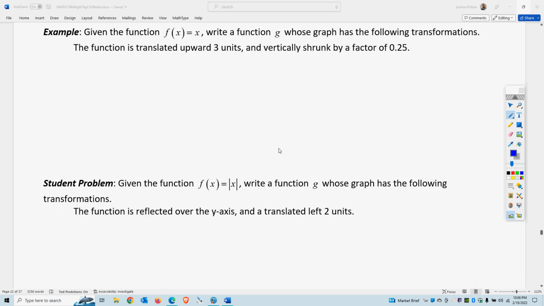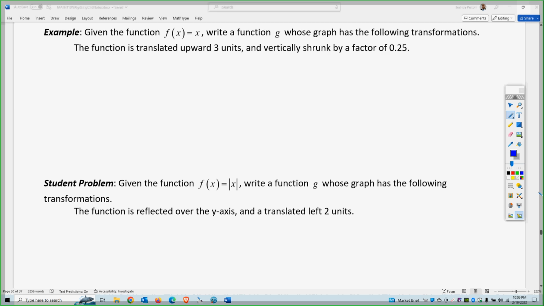Okay, let's say we have a very basic function f of x, and we want to translate 3 units up, and we want to vertically shrink by a factor of 0.25. Well, the vertical shrinking, or shrunk past tense, happens before the translation. Okay, so I'm going to do 1/4 of f of x first, because that is a vertical shrinking, and 0.25 is a quarter. Okay, so that gives me 1/4 of x.